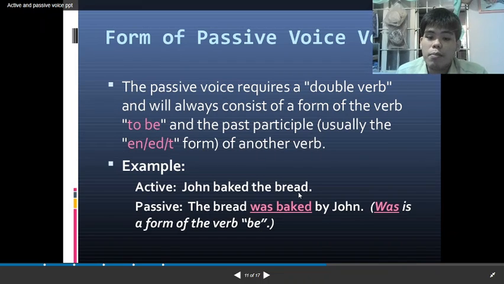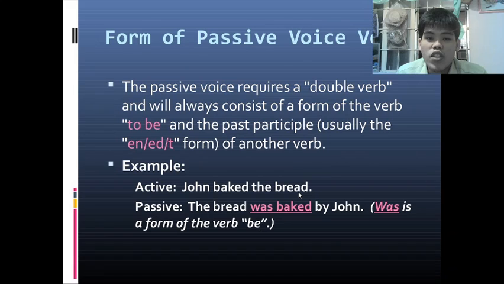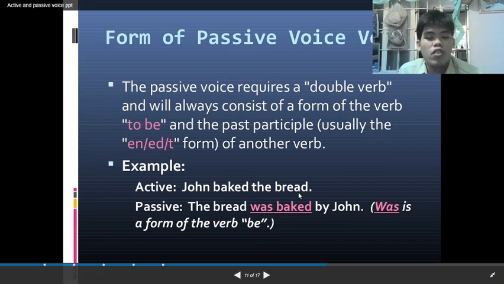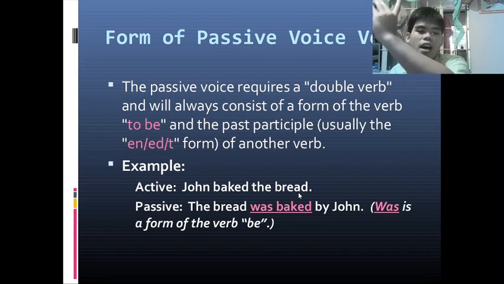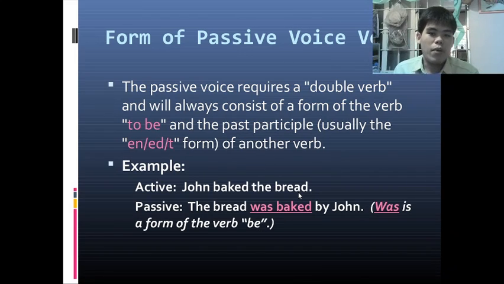So, John baked the bread. In order to change it into passive, first of all, switch the places of the subject and the object. The object is bread, so put it in the place of the subject. And the subject is John, put it in the place of the object. So, the bread becomes the first thing to be said, and John becomes the last thing to be said.